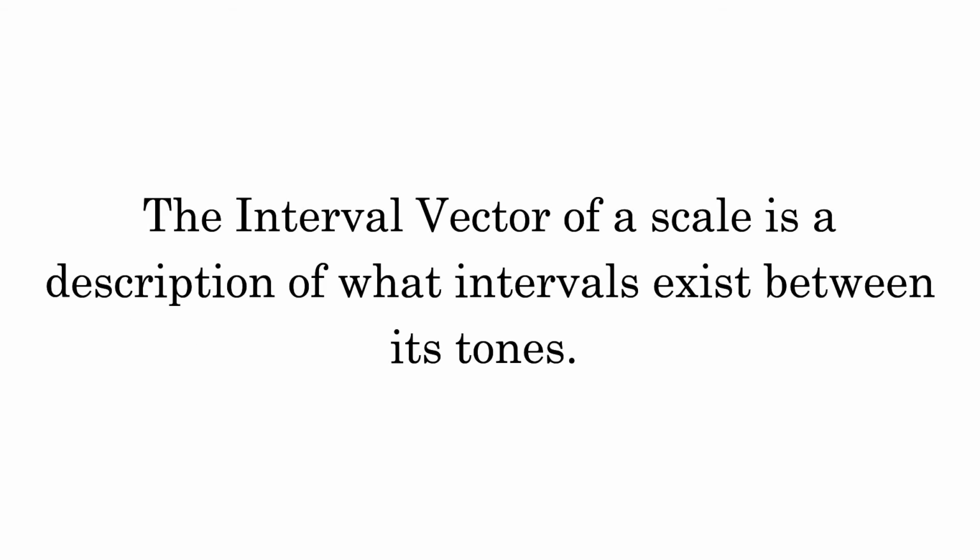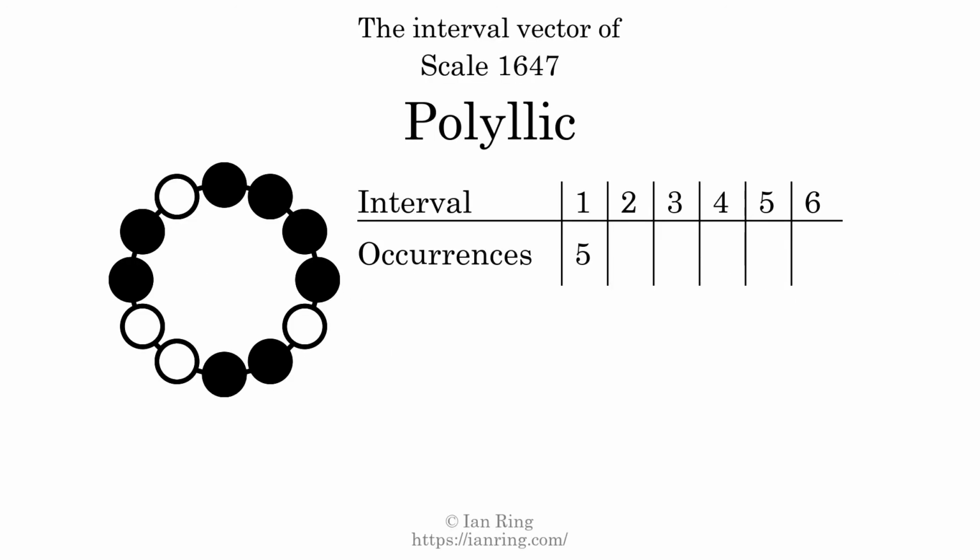The interval vector of a scale is a description of what intervals exist between its tones. There are 5 intervals with the size of 1 semitone. They are here, here, here, here, and here. There are 4 intervals with the size of 2 semitones. They are here, here, here, and here. There are 6 intervals with the size of 3 semitones. They are here, here, here, here, here, and here.